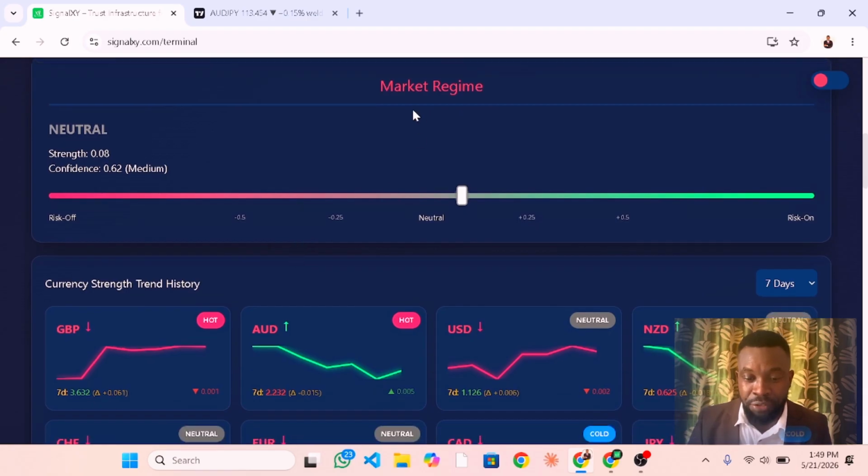So if you see the market regime, you can see that it's neutral, but it's tending slightly towards risk on, and the rating is 0.08. Now if it comes towards the minus, that is the risk off zone, but the market is pushing towards risk on, though it's slightly in the neutral zone.